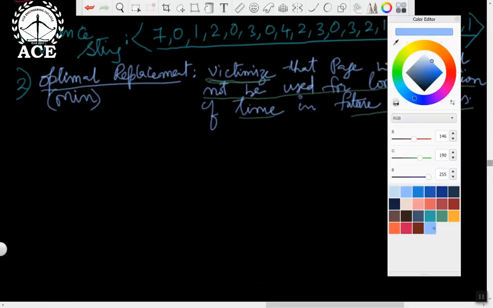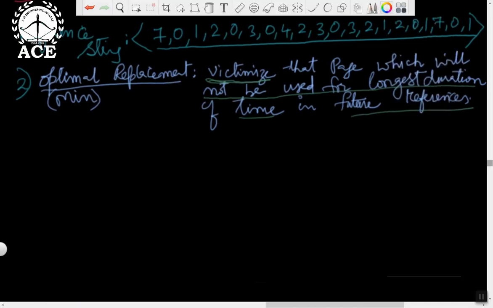That is what is called optimal replacement. So that means I will explain to you. Please pay attention, this is very important. I am repeatedly saying pay full attention and practice these problems, because I want my students to not miss these problems. Victimize that page, select that page as a victim which will not be used for the longest duration of time in future references. So let's trace, understand, so that you can follow.